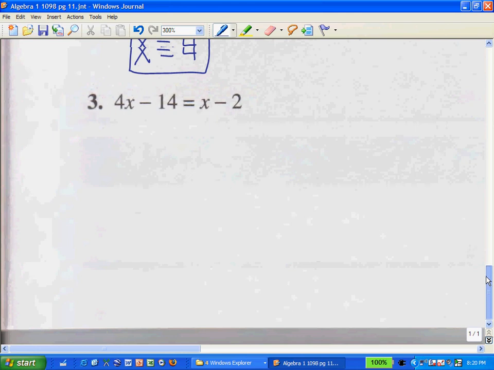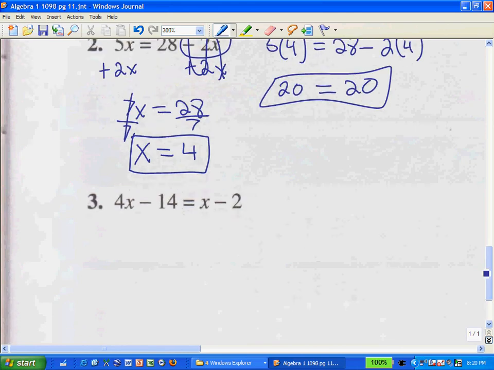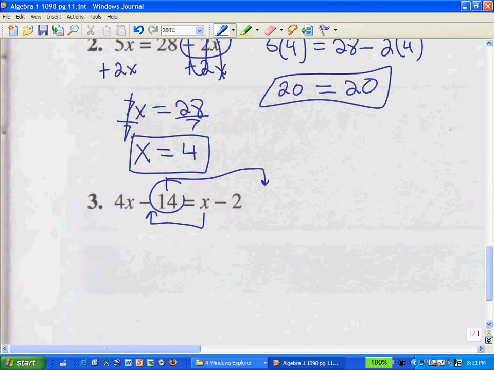I might as well do the last problem with you guys. This one looks a little complicated. It isn't. It's a little bit different because we're going to have to get rid of the 14 on this side and get rid of the x on this side. With the 14, I'm going to use the opposite operation of subtraction, which is addition. And with the x, I'm going to use the opposite operation of addition, because there's no sign here, so it means that it's addition. I'm going to use subtraction.